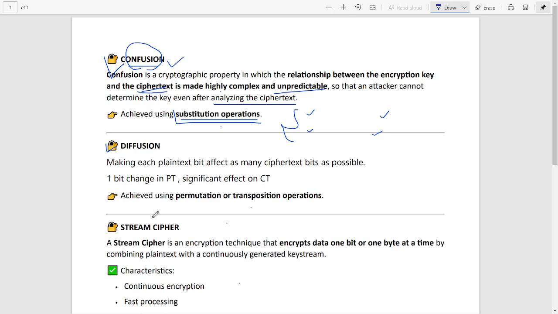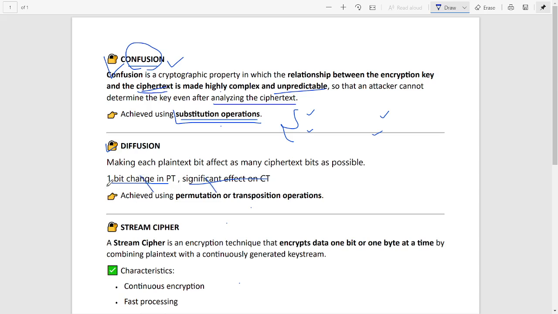Diffusion simply means if I change my plain text slightly, then there is a lot more change in the ciphertext. This is what I actually want. Again repeating, suppose there is a slight change in the plain text, then I want a significant change, a lot more change, in the ciphertext. Why do I actually want these changes?